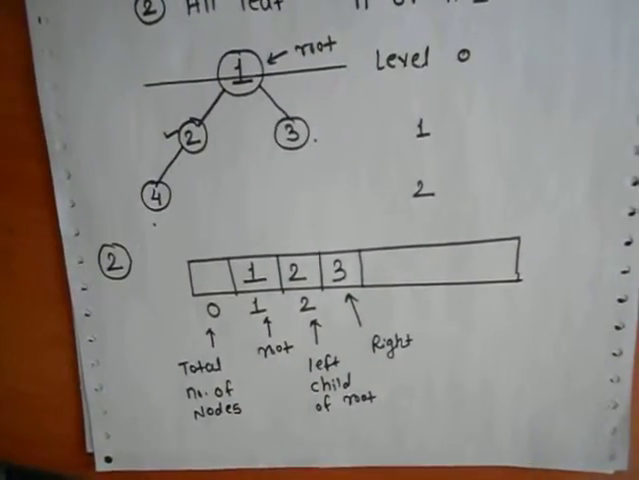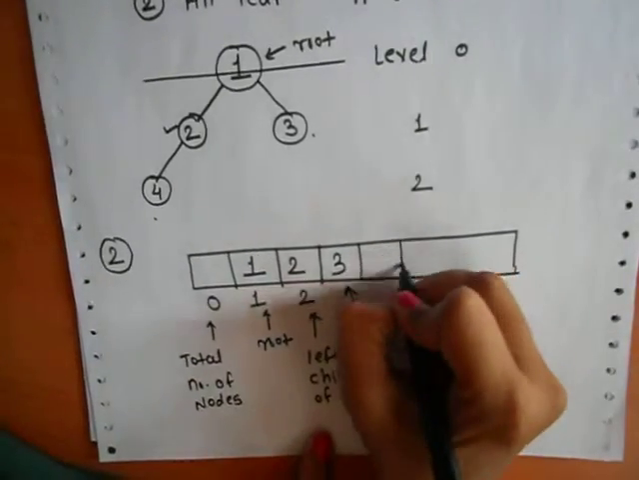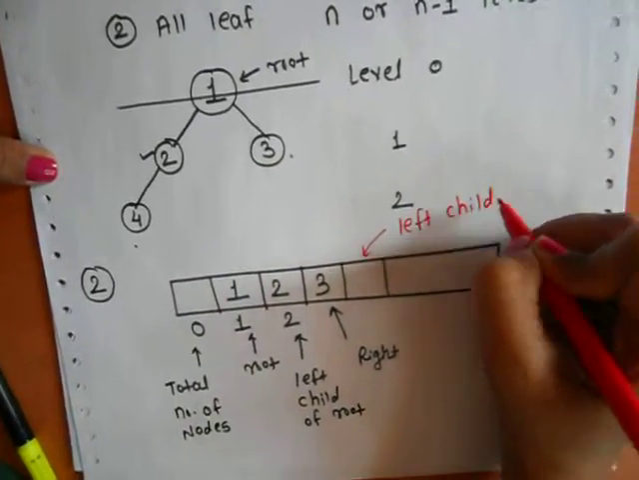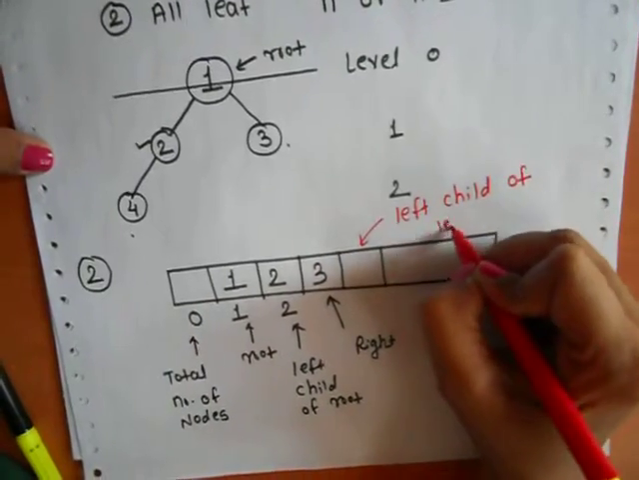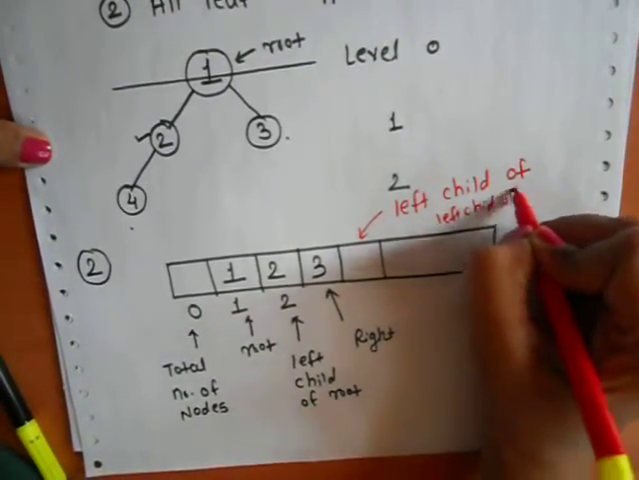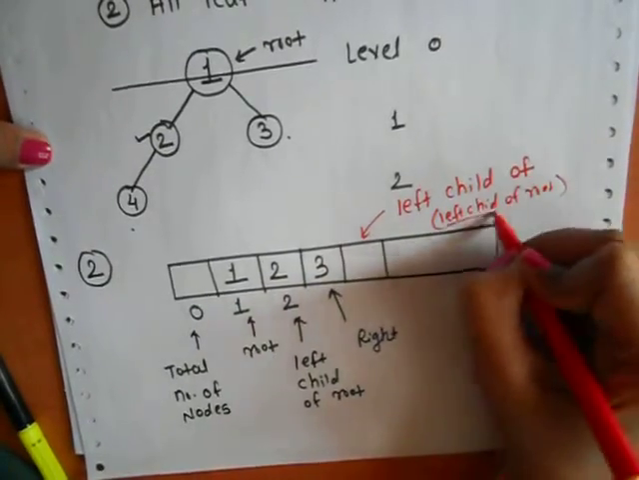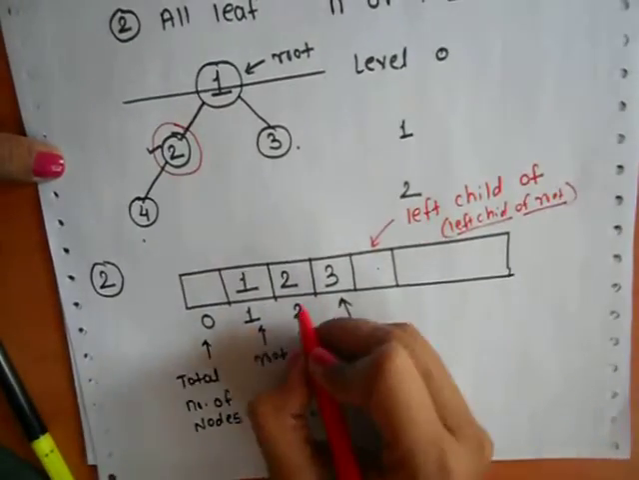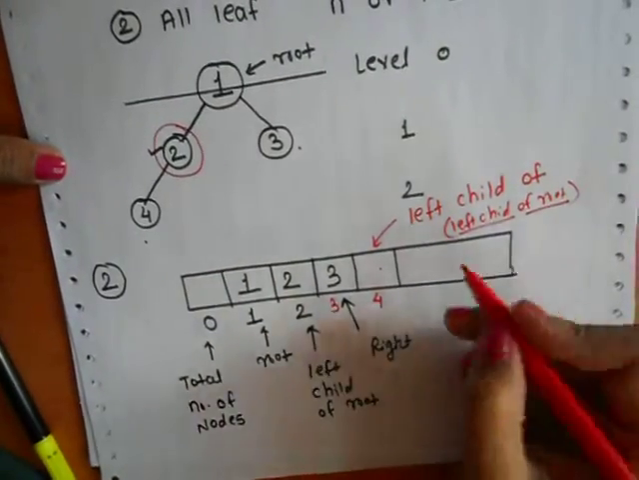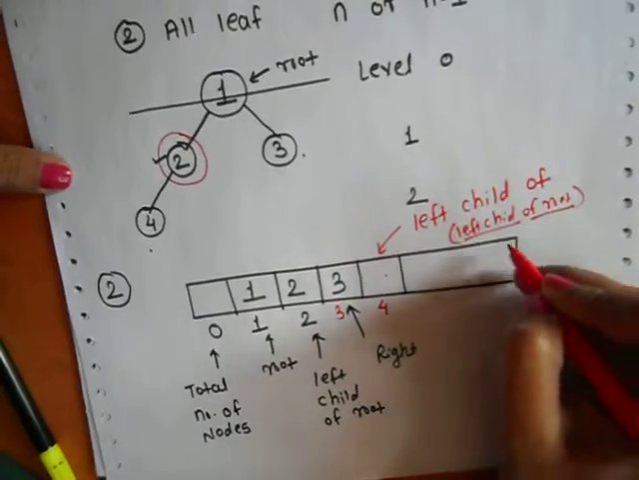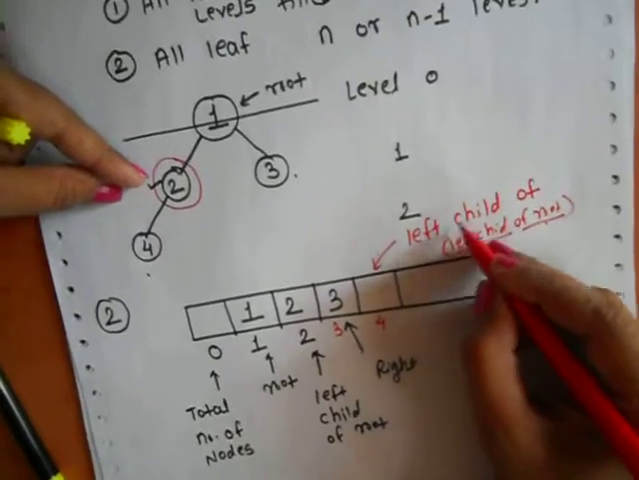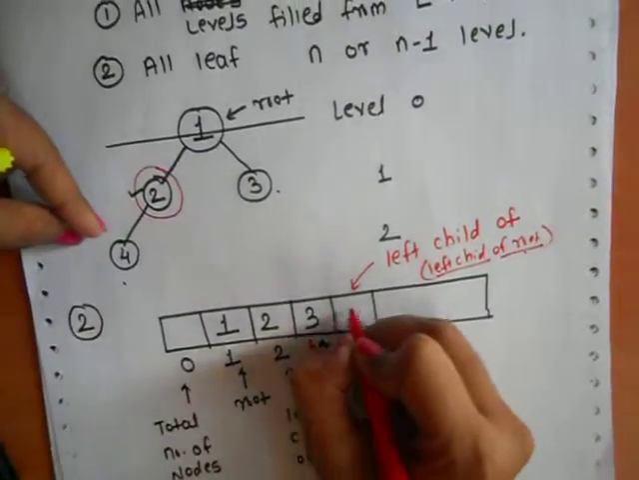Now after that, on the next position, here I will place the left child of the left child of root. What is the left child of root? Left child of root is 2. So on the fourth position we will place the left child of that node. Now we have to find out the left child of that node. So that left child is 4.